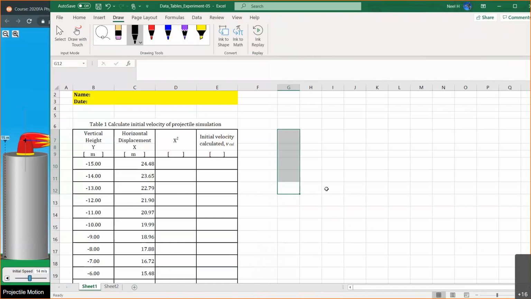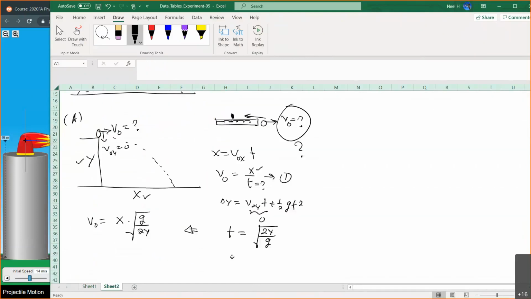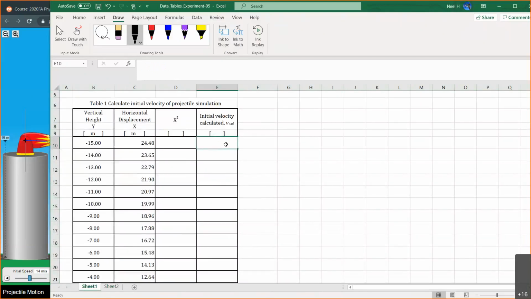Okay, so let's continue. What we're going to do in table number one, let's calculate. We need to calculate initial velocity. Now you know the equation, right? Earlier we discussed, the initial velocity equation is range times square root of g over 2y. So let's do that. Equal sign, range is this cell. Click on the cell value C10, multiply by sqrt, parentheses, g divided by 2y, right? G is minus 9.81 divided by parentheses 2 times y, which is this cell. Close brackets for the red color, close bracket for the black color, that's the square root, hit enter.